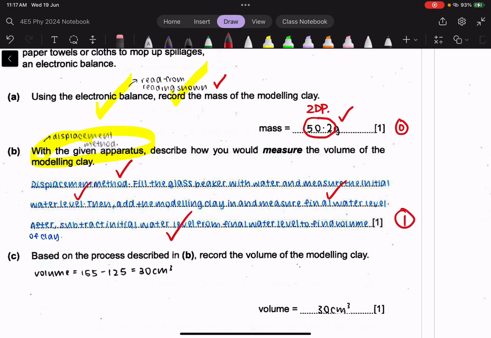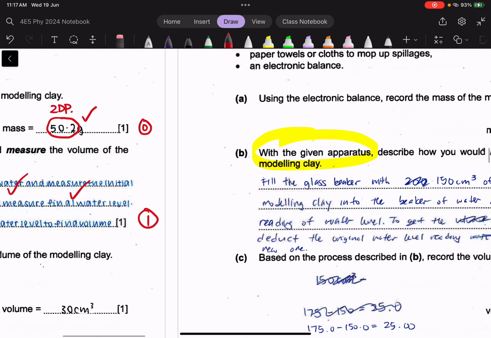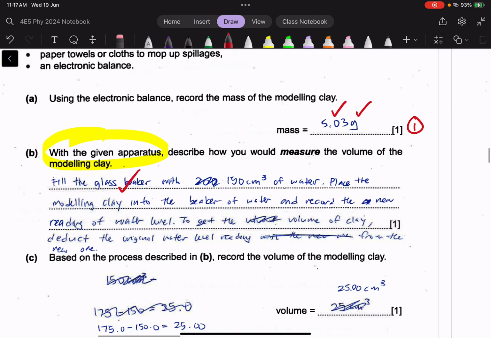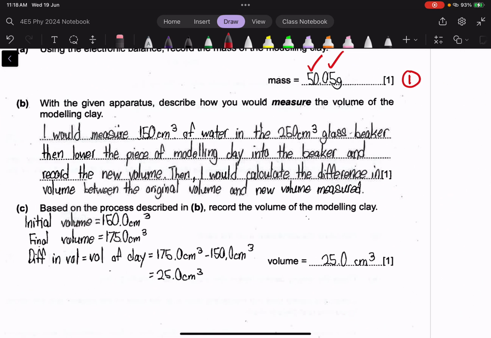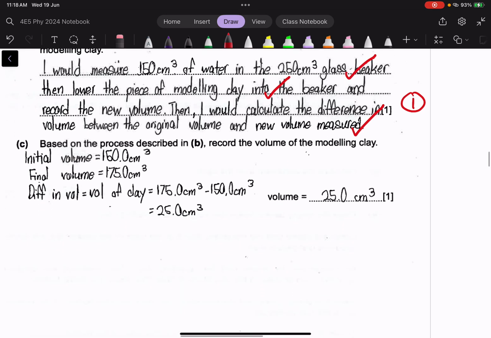Okay, and the best part is with the given apparatus, and the student mentioned it. What did the student say? Fill the beaker with water, place the clay into the water, get the new reading, then deduct the original water level. Okay, can, 1 mark. I would measure in the apparatus, lower the piece of clay into the beaker and record the new volume, calculate the difference. Okay, can. You see, we mark very linearly, one mark for this one, for practical.